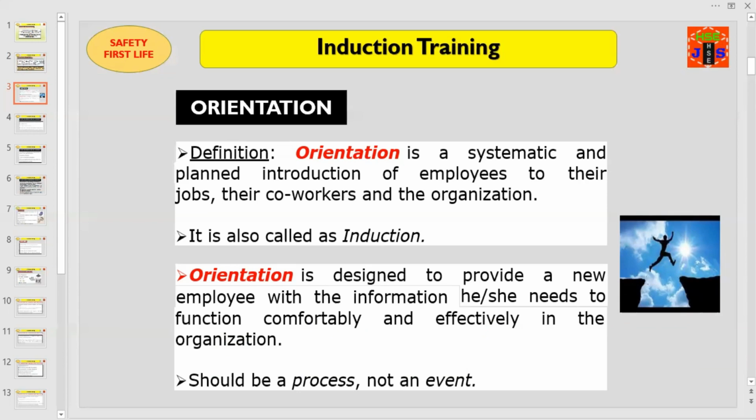Orientation or induction is designed to provide a new employee with the information he or she needs to function comfortably and effectively in the new organization. But remember, orientation or induction should be a process, not an event only. But unfortunately, in more than 70% of organizations, it's an event, not a process. It is only paperwork, not training at all.